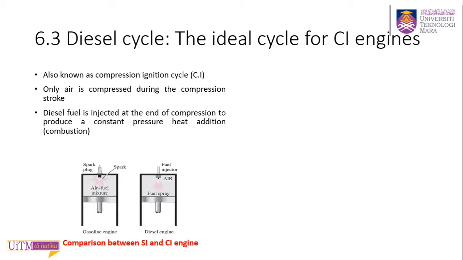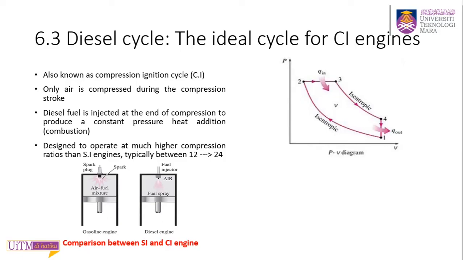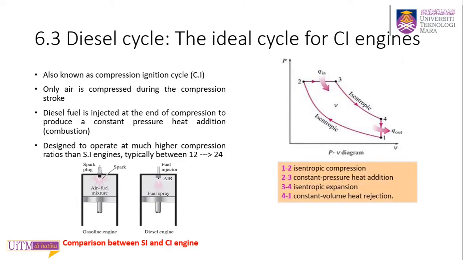Compression ignition engines can operate at higher compression ratio when compared to spark ignition engines. The PV diagram for a diesel cycle is shown in the figure given. From the PV diagram, there are 4 reversible processes involved for a diesel cycle.